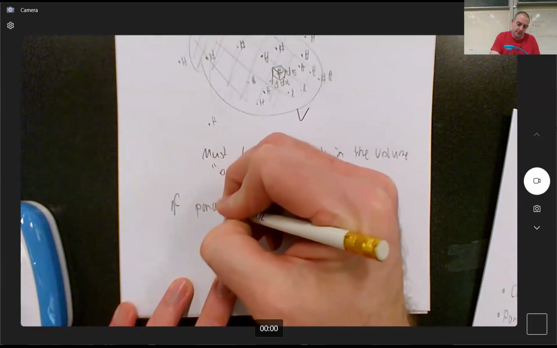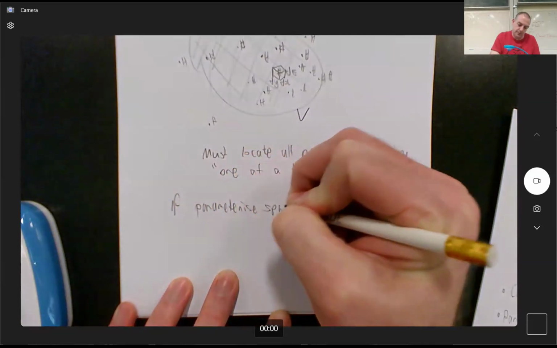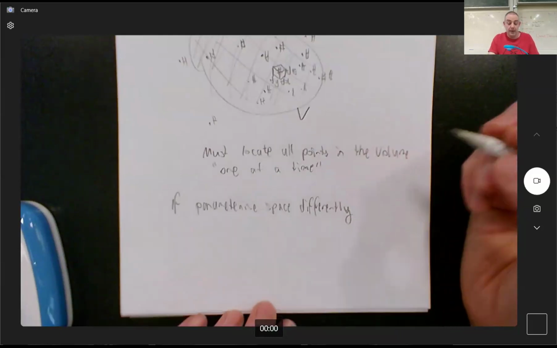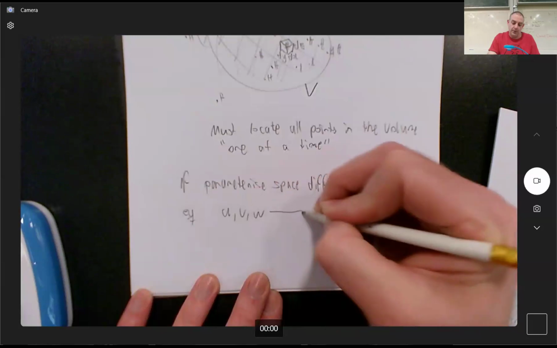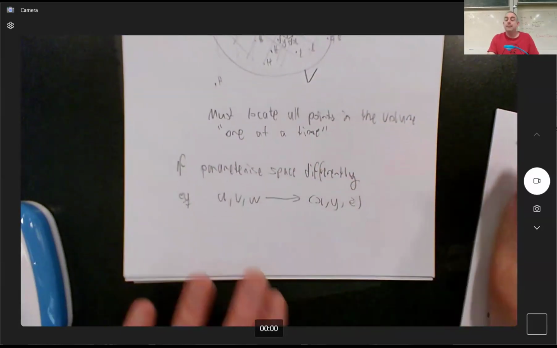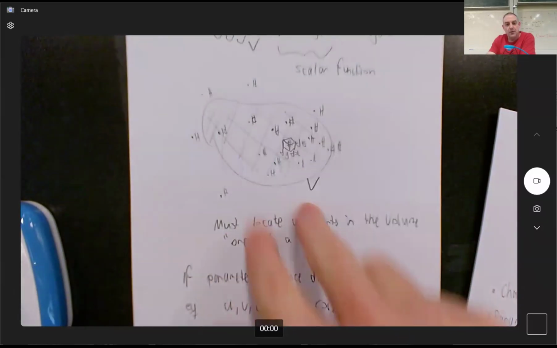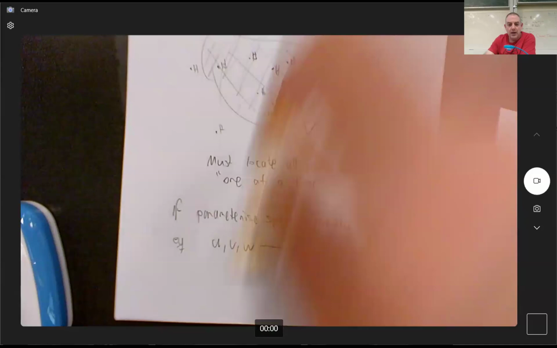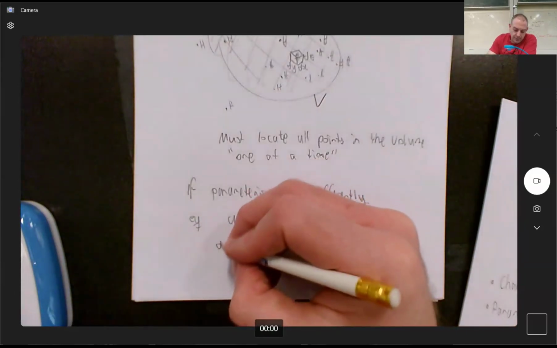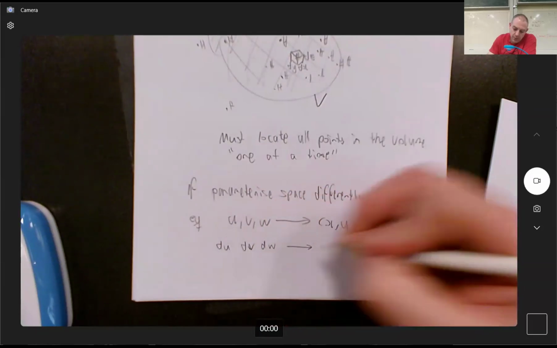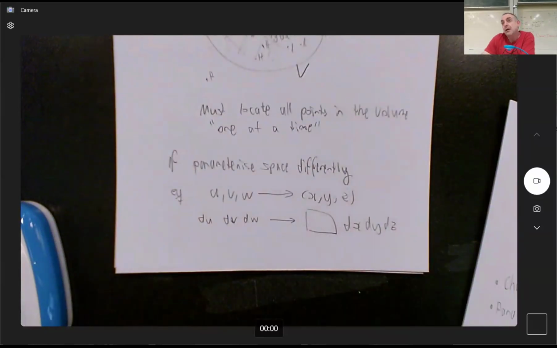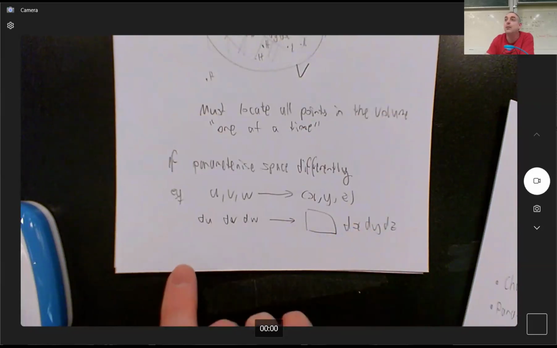So if you parameterize space differently, e.g. U, V, and W produces an X, Y, and Z coordinate, then when you do this integral, you'll track the values of U, V, and W to tell you where you are in the volume, and that will correspond to changes like a du and a dv and a dw will correspond to something times dx, dy, dz. It will just be not quite the same, or possibly dx, dy, dz is something times du, dv, dw. It works the same way the other way.